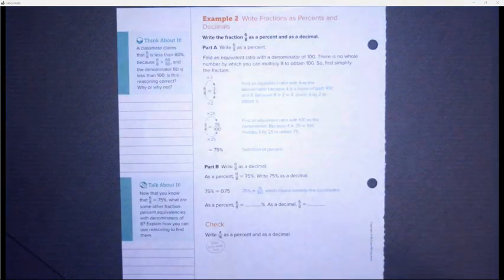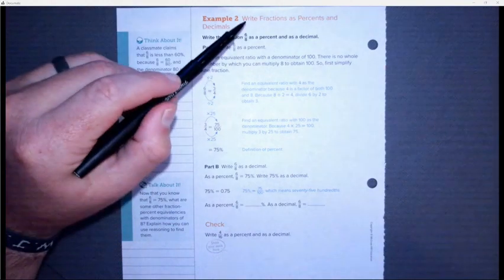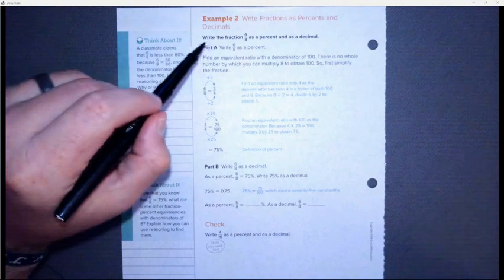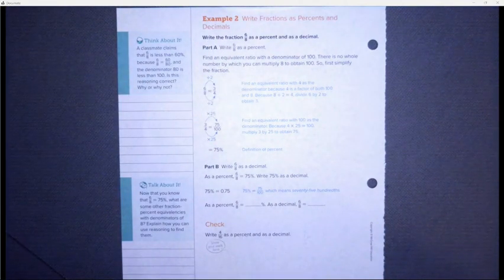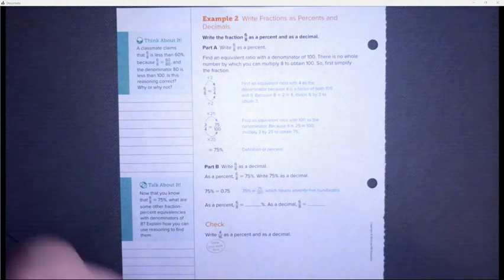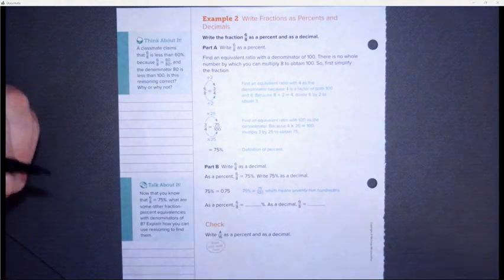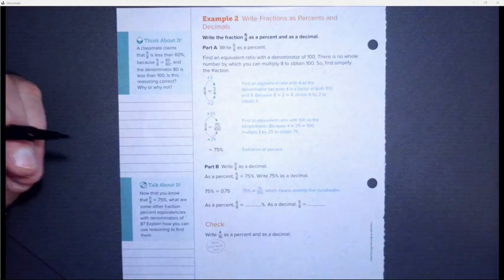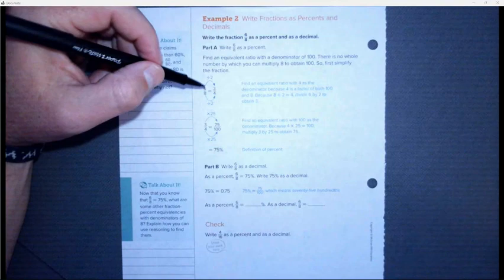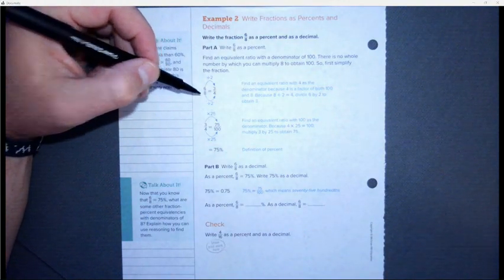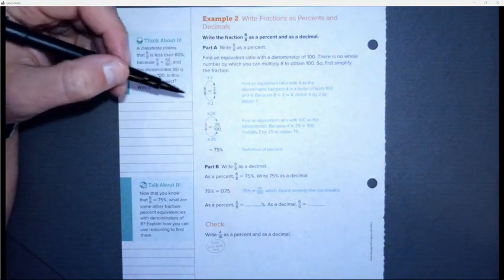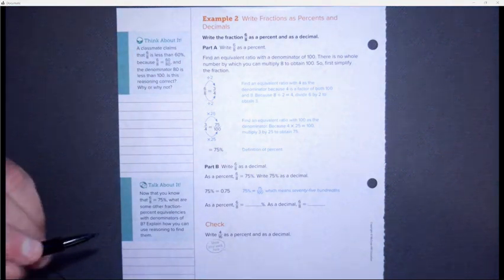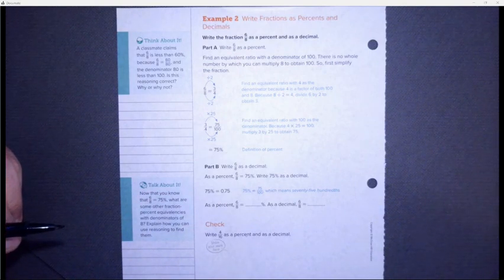On example 2, on page 104, it wants us to write fractions as percents and decimals. It asks us to write the fraction 6/8 as a percent and as a decimal. And we know in order for us to have a percent, we need to have a fraction over 100, because percent means per 100. And with 6/8, we can't directly go to 100 because 8 is not a factor of 100. So we need to scale back using what we've learned from our ratios in module 1.